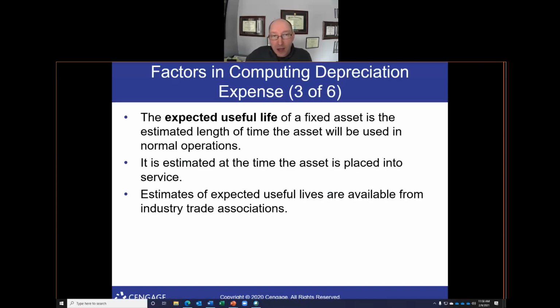This is an estimation of how long it will be used in the day-to-day operations of the business. I expect my dump truck to last me 4 years. How do I get 4 years? It's based off the IRS's schedule, but I also estimate I'll be able to use that dump truck in the business for 4 years. It's estimated at the time it's placed into service. What do I mean by that? Let's say I purchased a dump truck in October, but I don't plan on using it until January. I would start estimating its useful life in January, because that's when I start to use it.